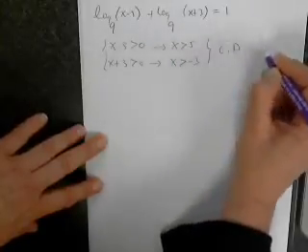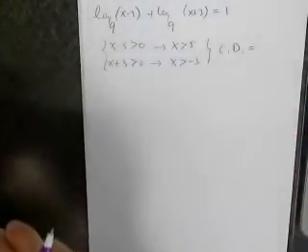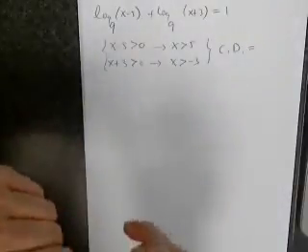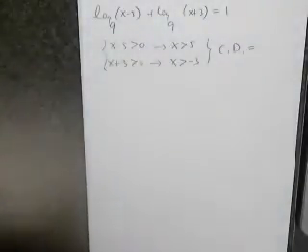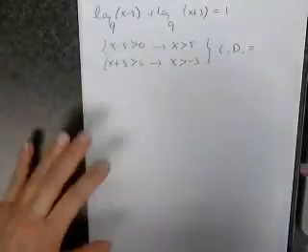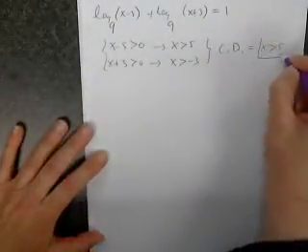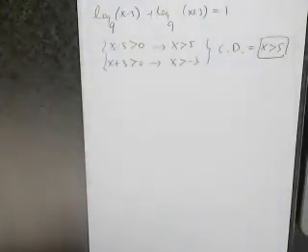What will be the common domain then? One of them is greater than 5, the other one greater than negative 3. X is greater than 5. Yes. If the solution we get is not a number strictly greater than 5, not 5, but strictly greater than 5, then we have to disregard it.